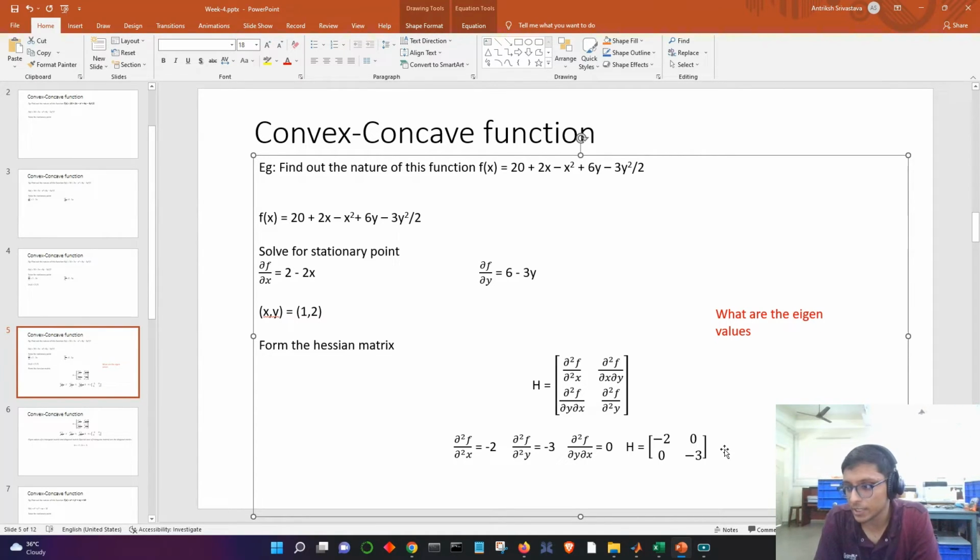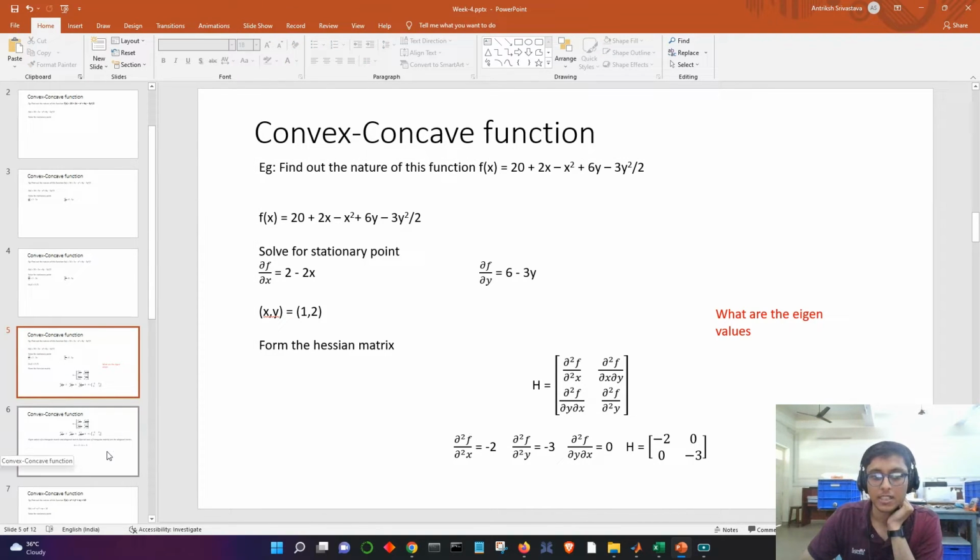So okay, let me repeat the properties of eigenvalues. For a square matrix, the sum of the diagonal elements is the sum of the eigenvalues. The determinant of the matrix is the multiplication of the eigenvalues, right? And then our classic method: the determinant of A minus lambda I is 0, then the lambda will be the eigenvalues.